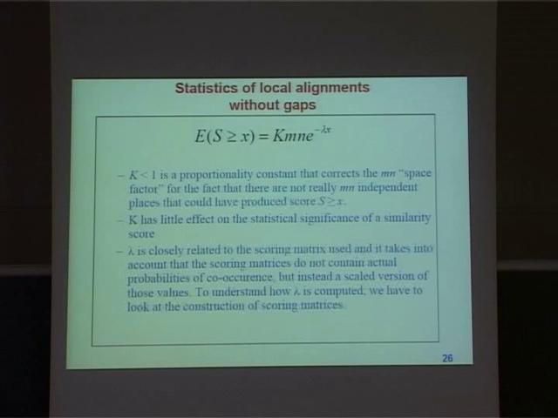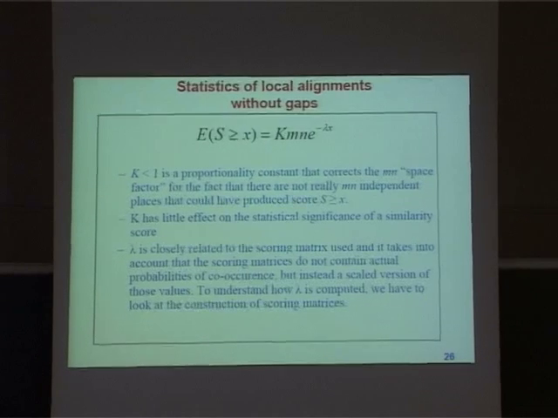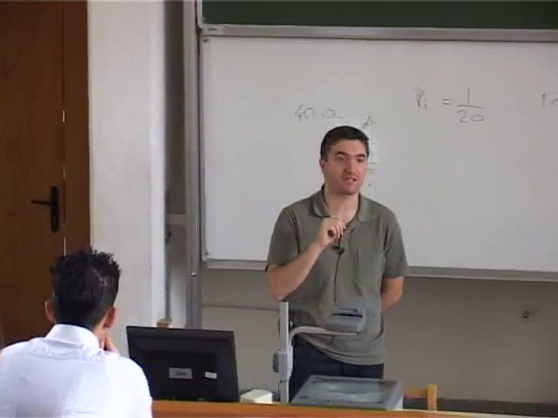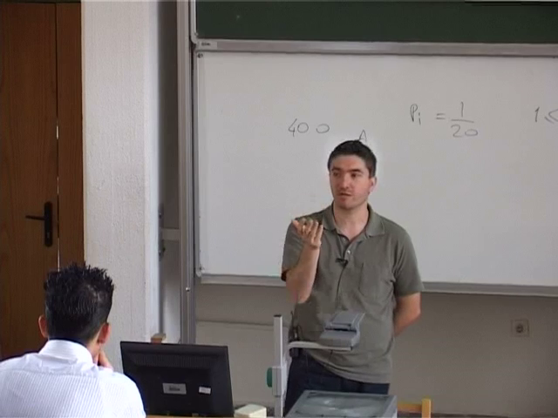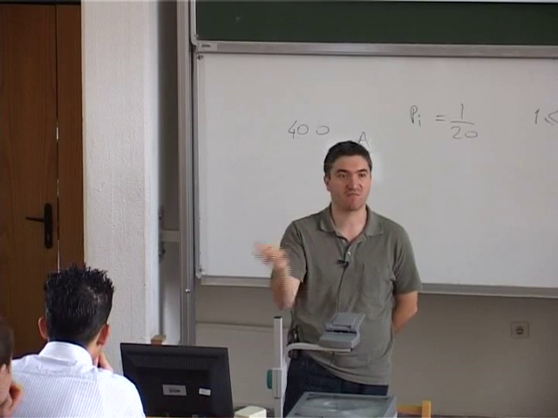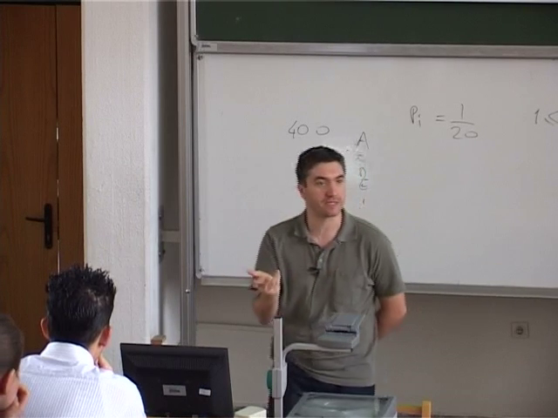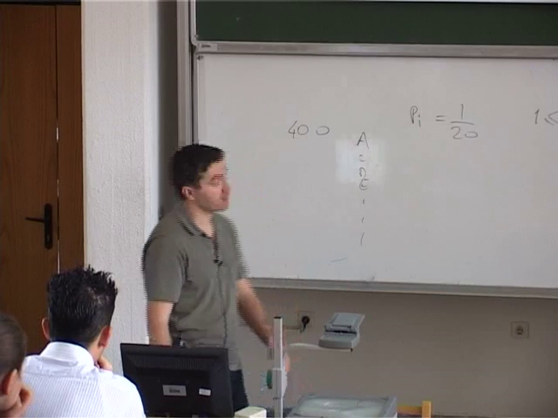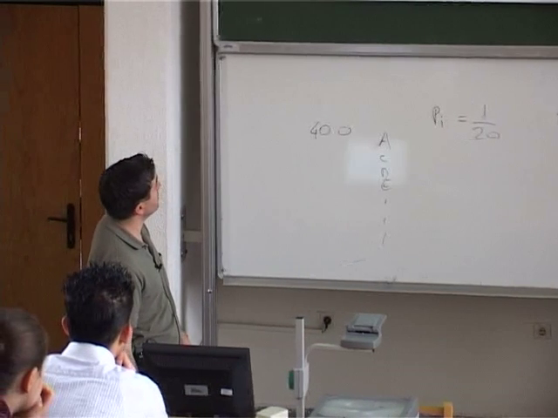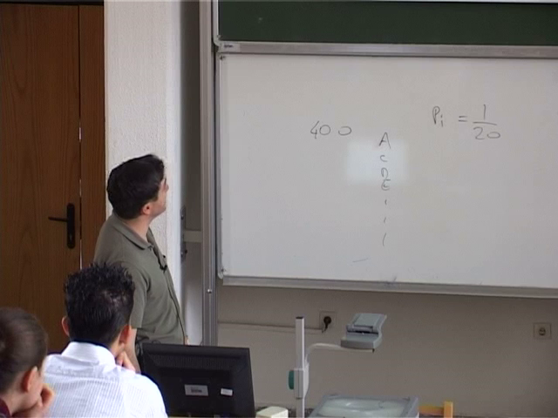And it takes into account that scoring matrices do not contain actual probabilities of co-occurrence. Okay, the scoring matrices, if you remember, they just contain integers, right? If you try to remember the scoring matrices we use, the match scores, mismatch scores like 7, 10, 11, minus 3, they were not probabilities. But instead they have a scaled version of these values.